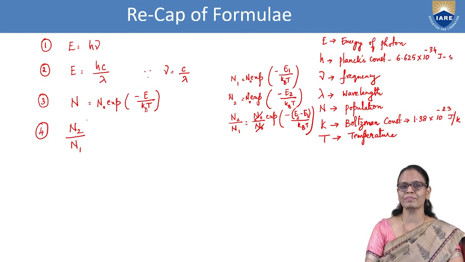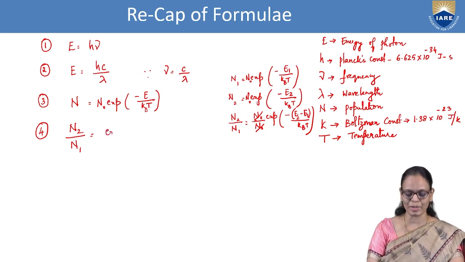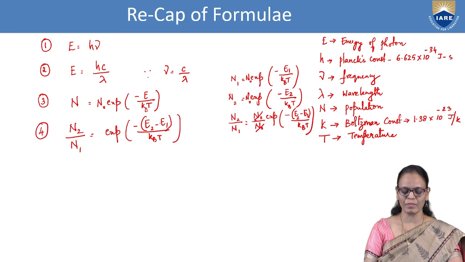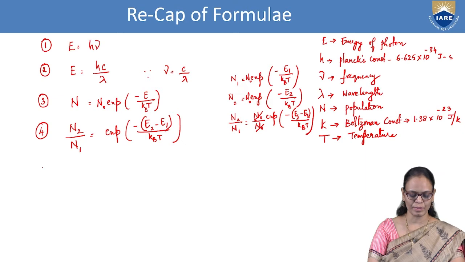So whenever we have to calculate the ratio of population between two states, we will not have N1, we will not have N0, because N0 is getting cancelled when we are taking the ratio. So N2 by N1 is equal to exponential minus (E2 minus E1) upon kBT. So E1 and E2 are understood: energy of the first level, energy of the second level.